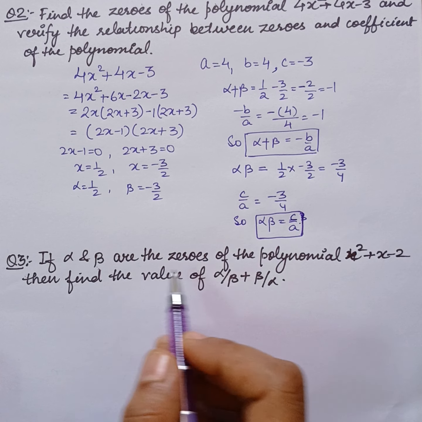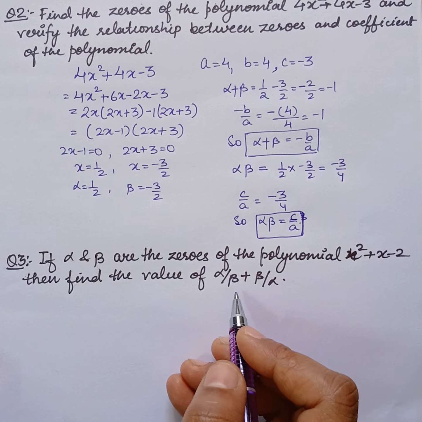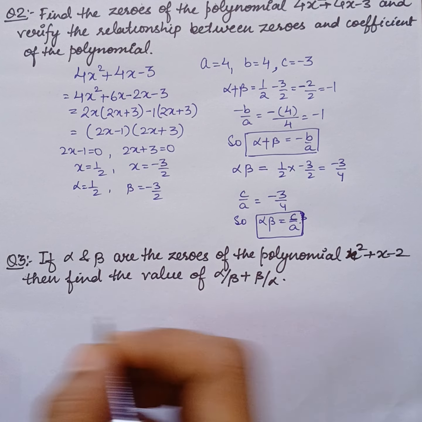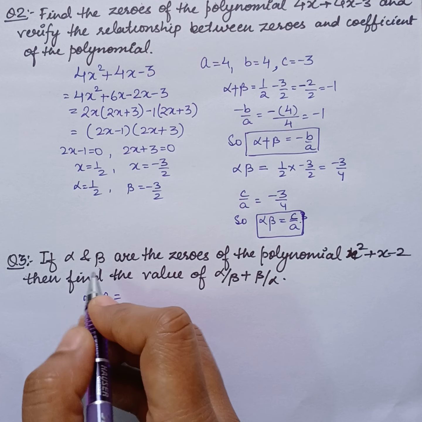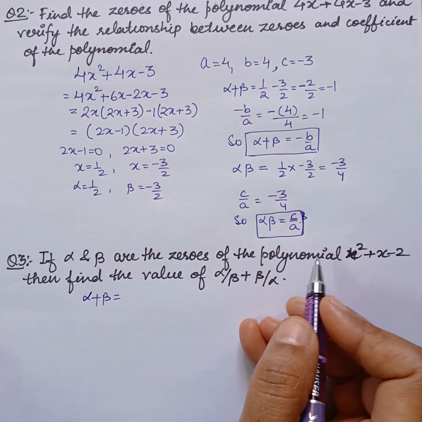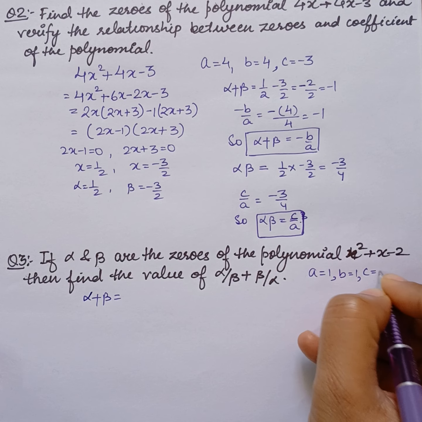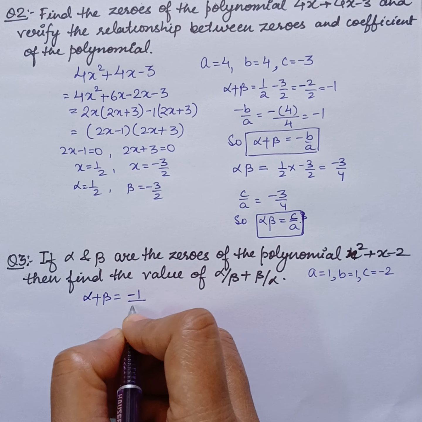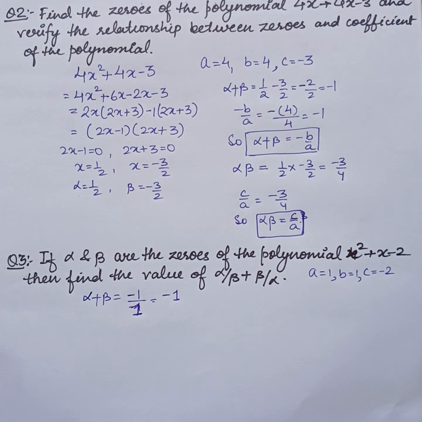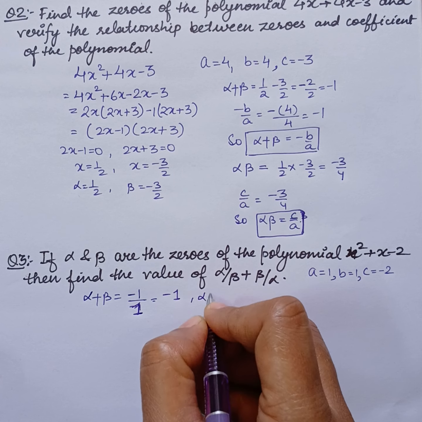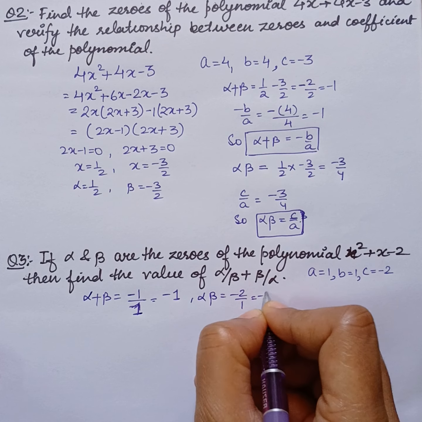Now the next is, if alpha and beta are the zeros of the polynomial x² + x − 2, then find the value of alpha/beta + beta/alpha. This question is also very important. First of all, we will write what alpha + beta is. As alpha and beta are the roots of this, alpha + beta is −b/a. And here, a is 1, b is 1, c is −2. So −b/a means −1/1, which is equal to −1. Then we have alpha into beta. Alpha into beta is c/a, that is −2/1, which is equal to −2.